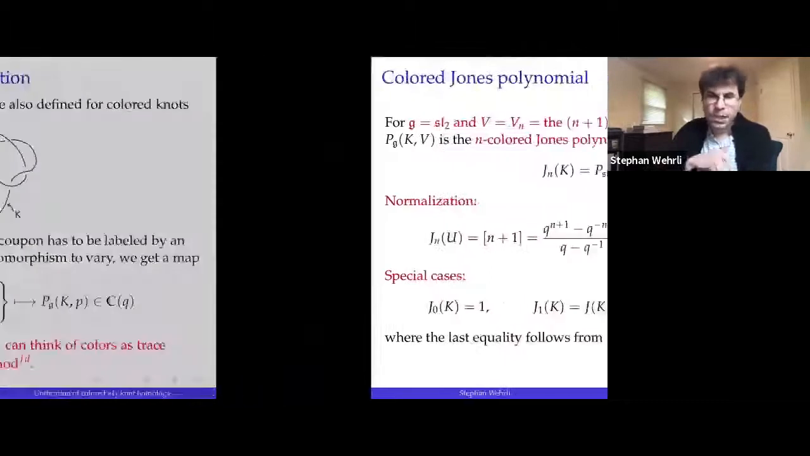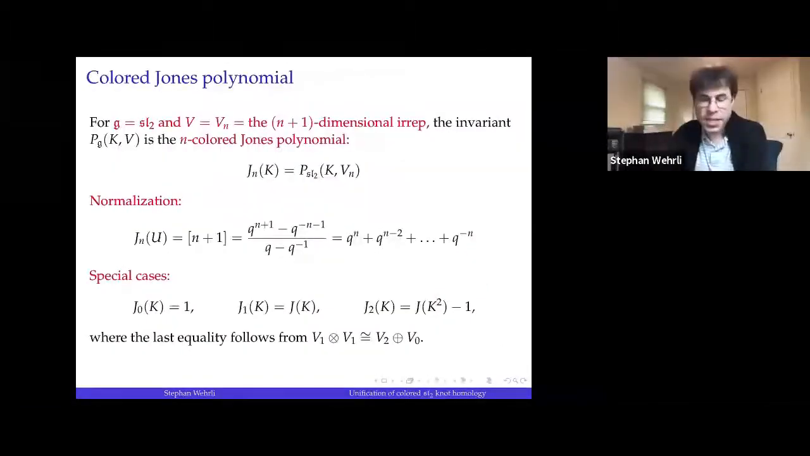And now in my talk, I want to focus on the SL2 case. So if the Lie algebra is sl2, and the representation is V_n. Here V_n is the (n+1)-dimensional irreducible quantum sl2 representation. So the n refers not to the dimension, but to the highest weight. In this case, the invariant that you get is just the n-colored Jones polynomial. And it's normalized so that for the unknot, you just get quantum n. You can think of quantum n as being the quantum dimension, so to speak, of the representation V_n.